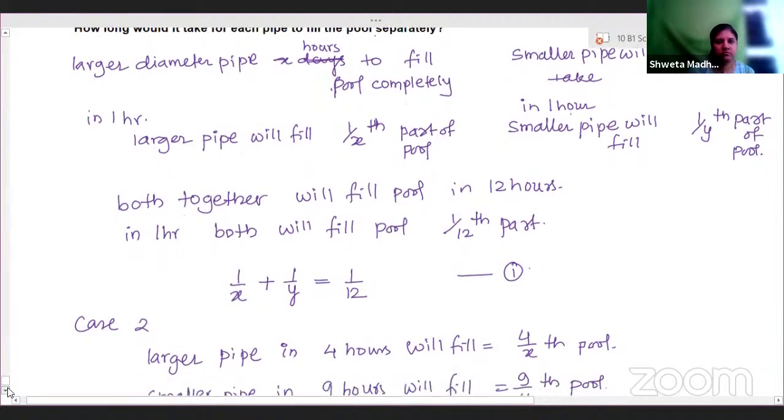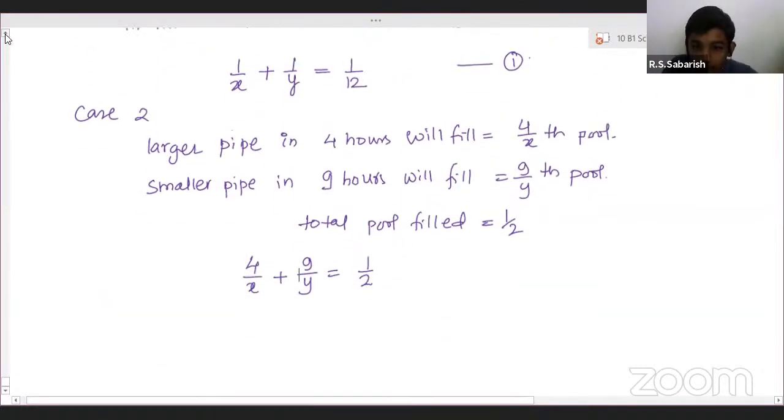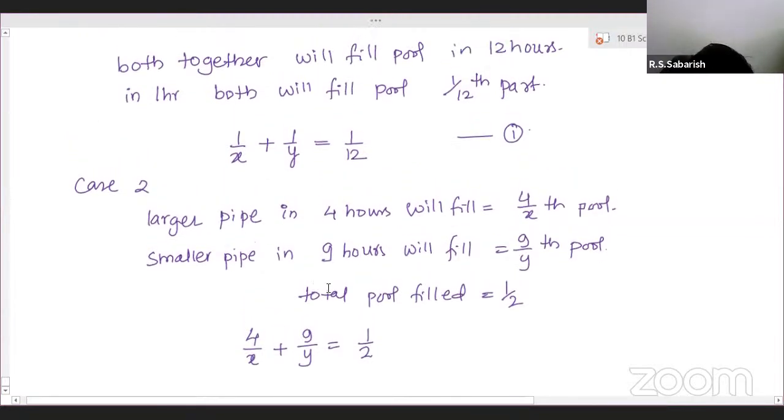Ma'am, can you scroll it down? Yes. And then solve these two equations.